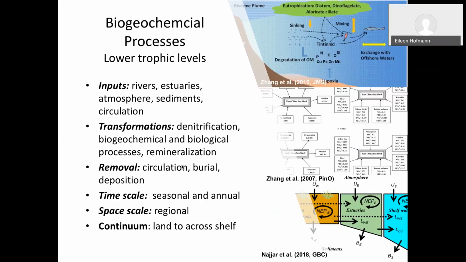One of the things we see when we look at these models is that we need to know the inputs. These are the rivers, the estuaries, the atmosphere, the circulation, the sediments. We need to understand the transformations that go on through the biological and biogeochemical processes. We need to understand removal processes through the circulation, burial, deposition, and then understand these at various types of time scales, such as seasonal and annual, and spatial scales that are regional, and understand the continuum that exists from the land to across the shelf to the western boundary current. So how do we do this?